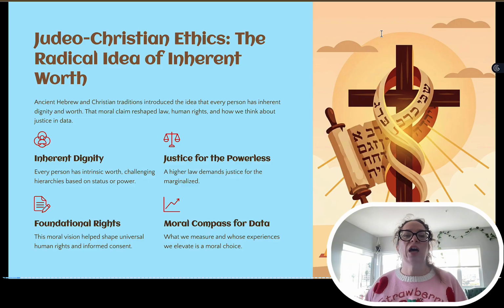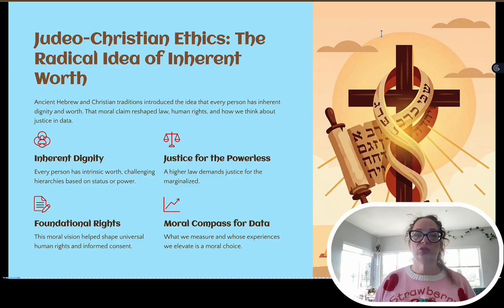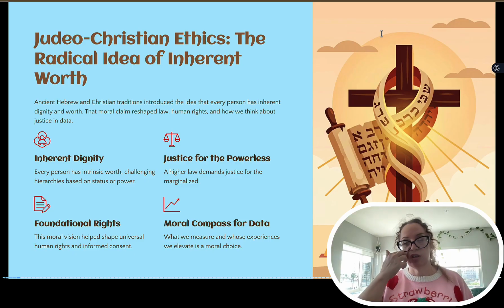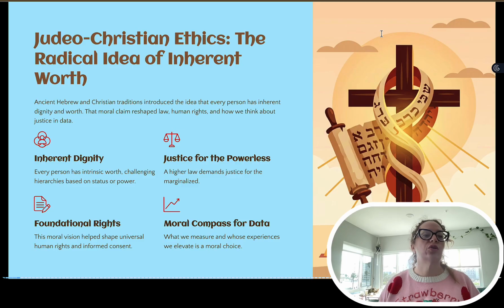So statistics is not morally neutral, right? We've talked about this. What you choose to measure and whose experiences you choose to make visible in data is a moral choice. So the tradition that insists that everyone's experience matters is the tradition that makes making a moral choice unavoidable. You have to make a moral choice. You have to think about this because you have been influenced by Judeo-Christian values.